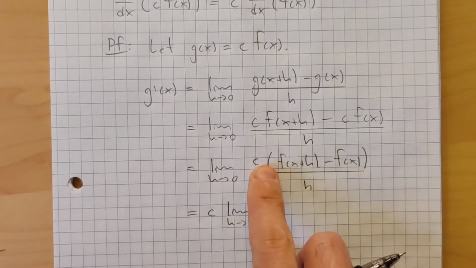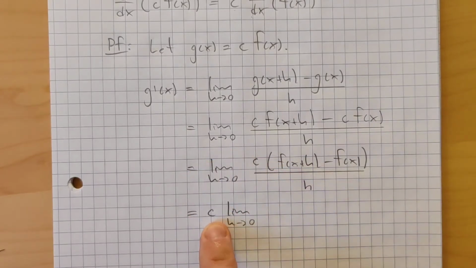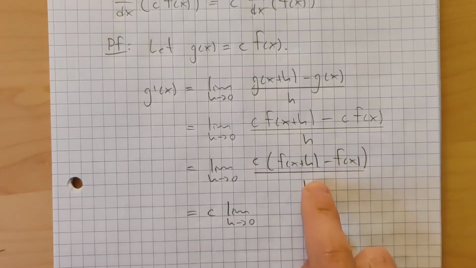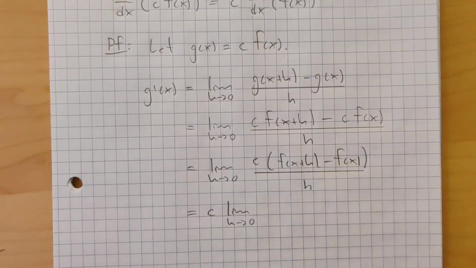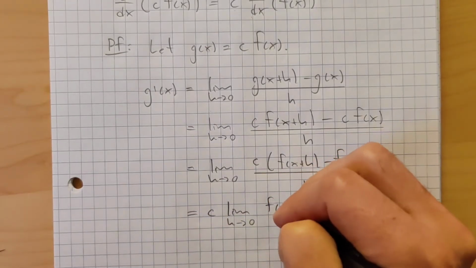Why can I do that? This c can just move through the limit and come outside? Yes, that's one of the limit laws. If you take the limit of something, a constant times the function, then it's the same as the constant times the limit of that function, as long as the limit exists.